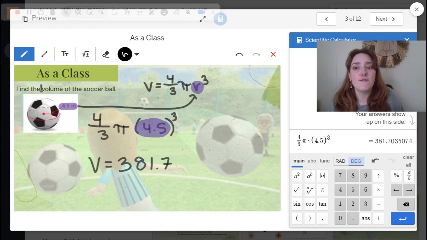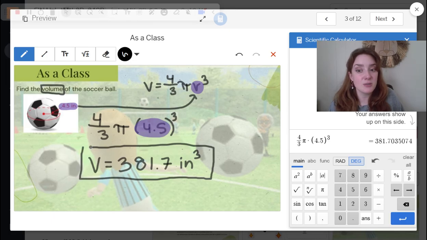Because this is volume, remember, our units are very, very important. Because this is volume, our units are going to be cubed. Very, very important to remember. Like, what are we doing here? Oh, yeah, volume. Volume is cubed. If it's surface area, the units are squared, but volume is cubed.